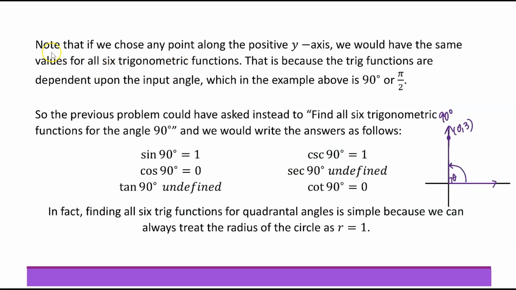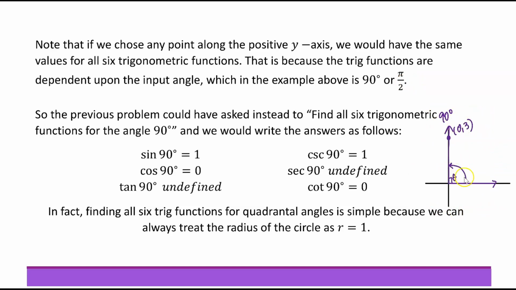So now a quick note. Note that if we chose any point along the positive y-axis on that previous example, we would have the same values for all 6 trigonometric functions. That is because the trig functions are dependent upon the input angle, which in the example above is 90 degrees or pi over 2. So I just dragged that picture here for a second that I just drew.